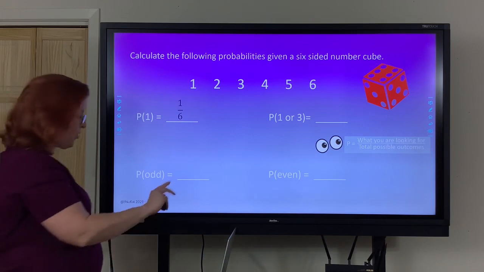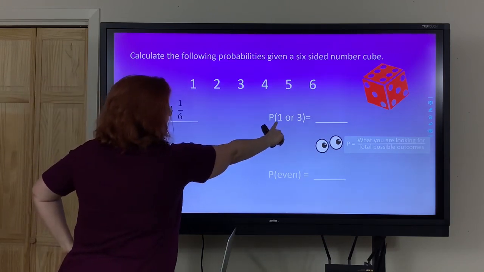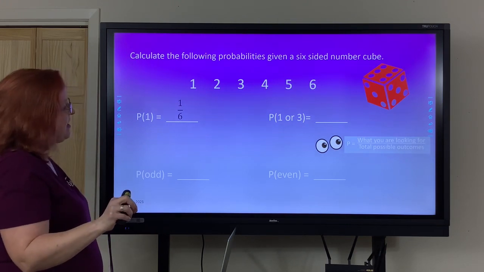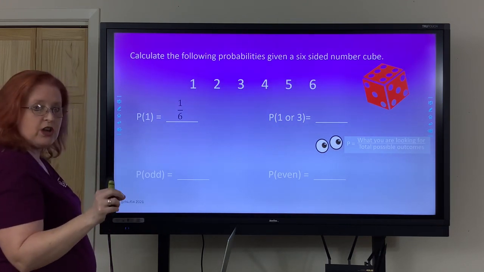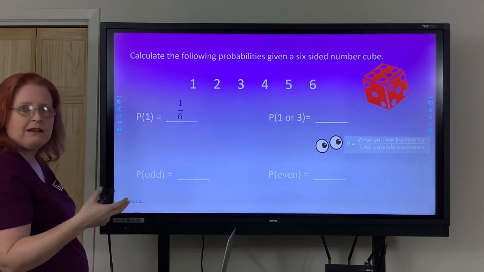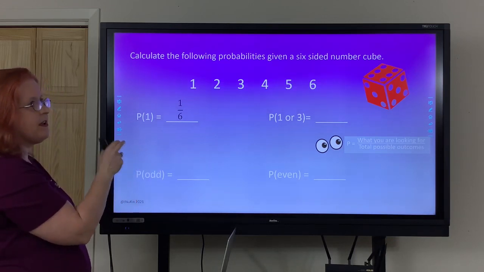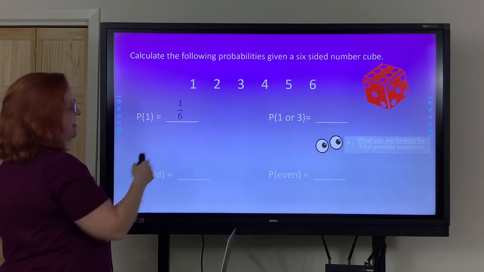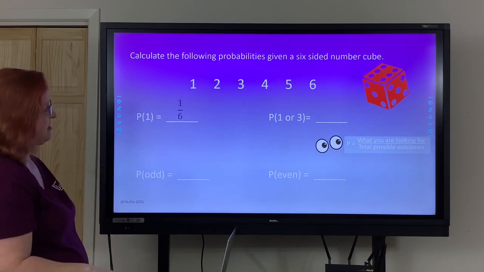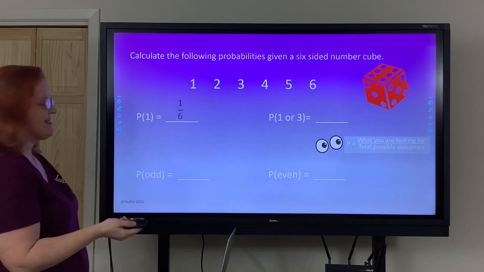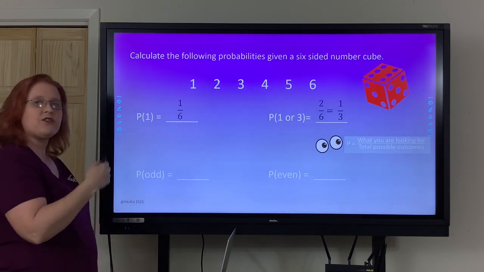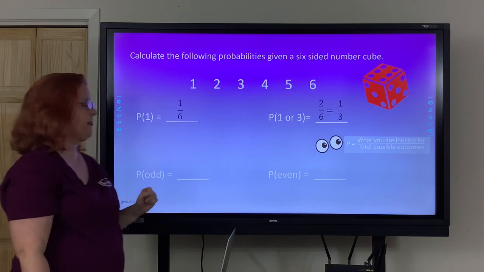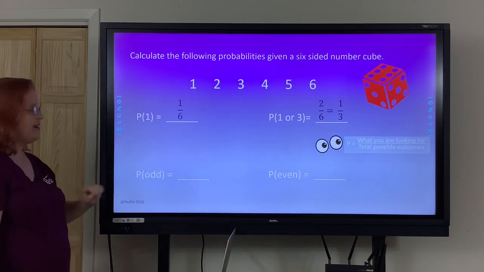Okay, when we're looking here at this one, a 1 or a 3, then we look at both numbers. It means add them up. Add not the numbers themselves, but the items. So we can get a 1 and we can get a 3. So there's 2 items out of 6 that we can possibly get, and then 2 out of 6 reduces to 1/3.